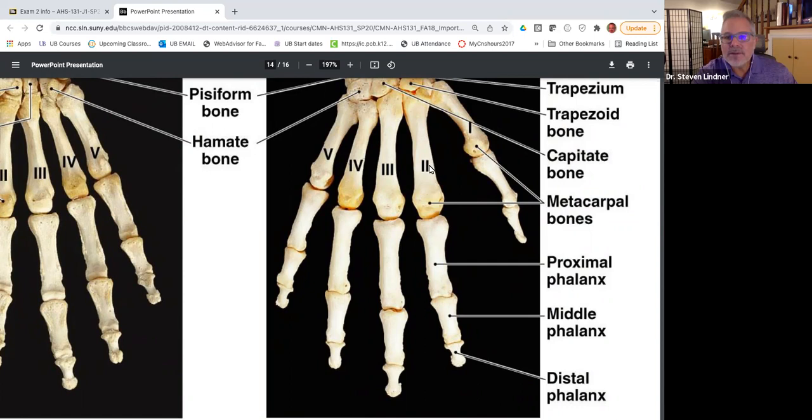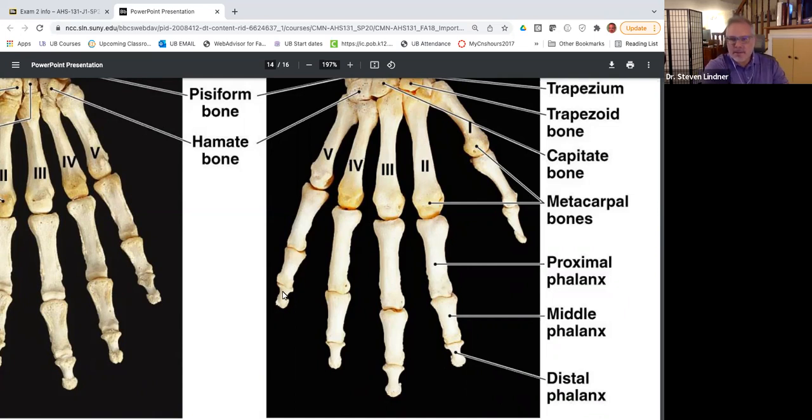Now, if we look at digits 2, 3, 4, and 5, there's 3 segments to digits 2, 3, 4, 5. We call them proximal, middle, and distal phalanx. There's a proximal phalanx, a middle phalanx, and a distal. There's a proximal, middle, distal, proximal, middle, distal, and a proximal, middle, distal.